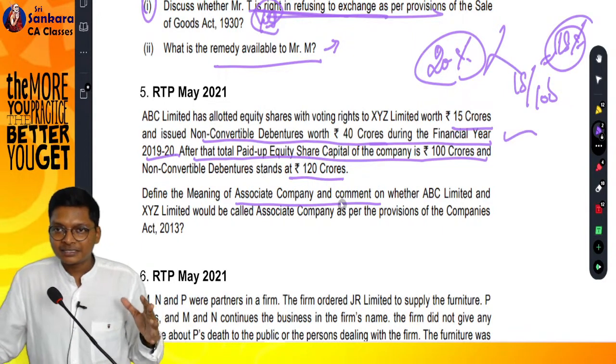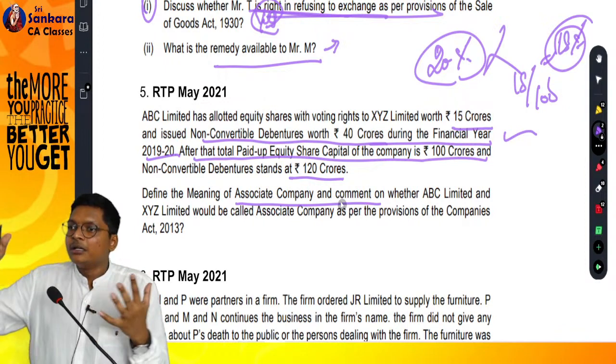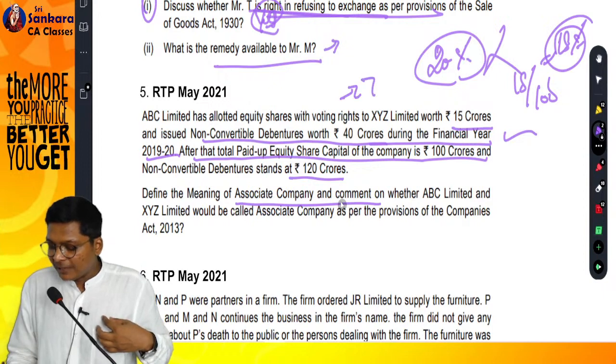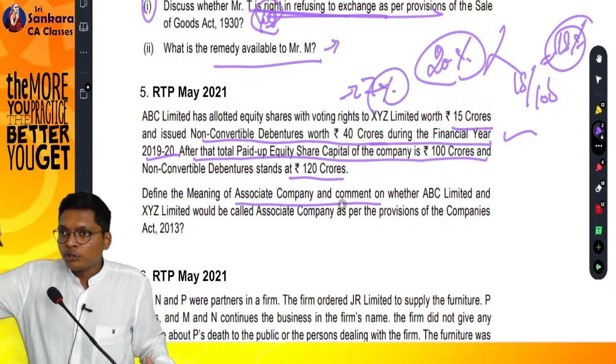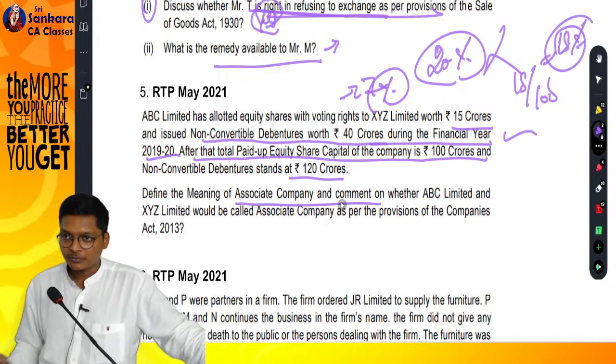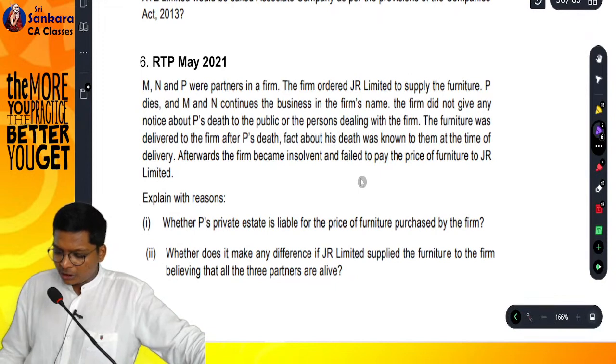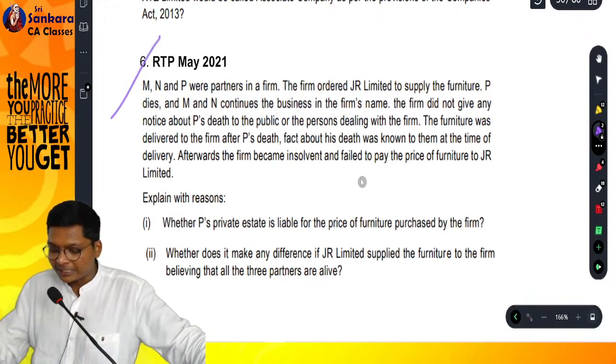Are you able to follow, guys? Clear? Associate company means either has significant influence or controls the business decisions. Sometimes I can have only 7%. But if I control the business decisions through an agreement, I become an associate. That is also possible. Clear? Next, question number 6. We saw a similar question in our class itself, but just quickly go through.